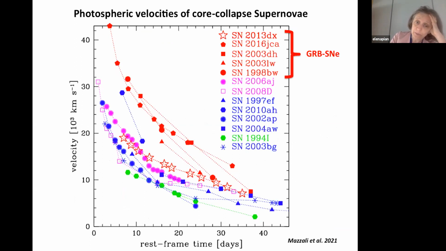And as you can see, gamma ray burst supernovae have higher velocities than any other core collapse supernovae, and these velocities at the beginning can reach astounding values that are higher than 10% of the velocity of light. So we are speaking of extremely high velocities. Curiously, one rather significant gamma ray burst supernova, represented here by the star, supernova 2013dx, is not very extreme. I will show it's quite luminous, quite prominent, but its velocity and therefore kinetic energy is not as high as the others.